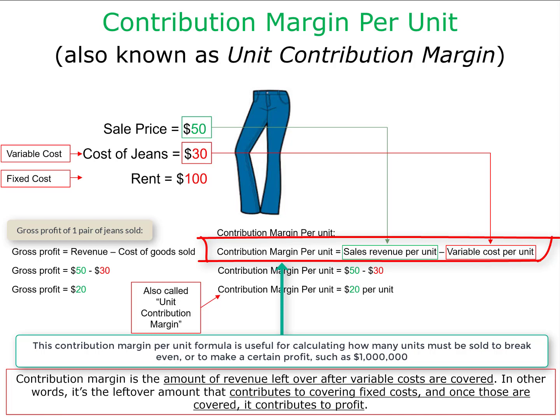Here's a way students help to remember the definition of contribution margin. Contribution margin is the amount of revenue left over after variable costs are covered. In other words, it's the leftover amount that contributes to covering fixed costs, and once those are covered, it contributes to profit.